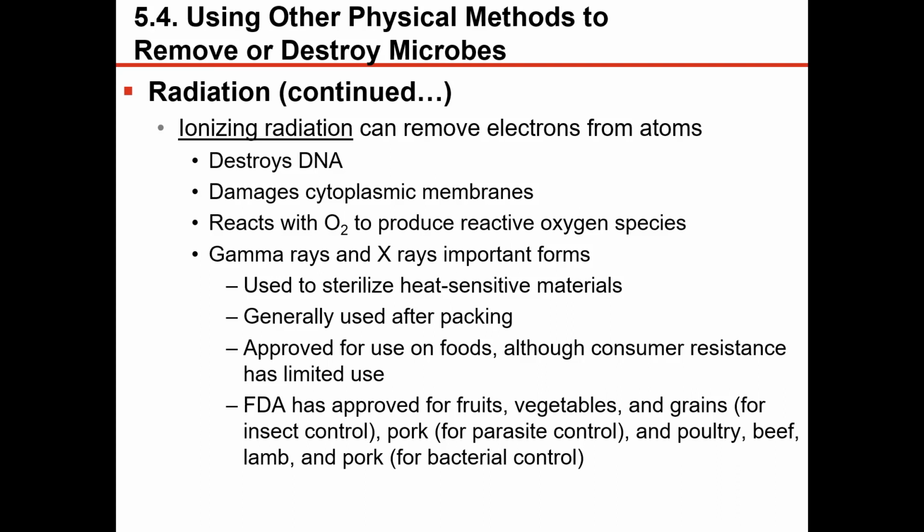So gamma rays and X-rays are important also. We use them to sterilize heat-sensitive materials, generally after packaging. Some of these things are going to be used on foods. However, customer pushback has limited their use. A lot of people start getting freaked out if you put too much radiation on their food. FDA has mainly approved it for parasite control and bacterial control in meats. But after that, there isn't much use for radiation.